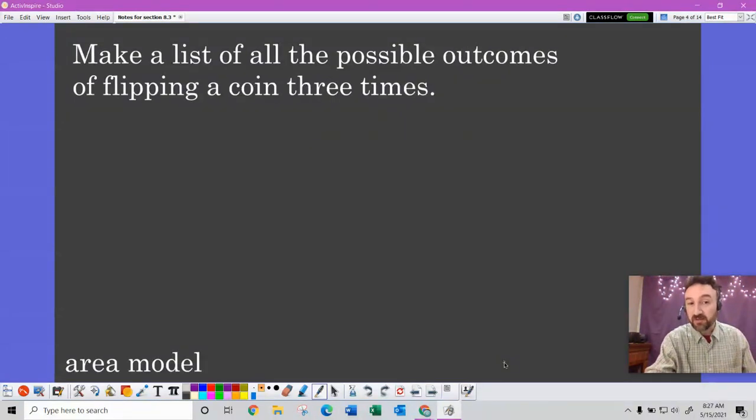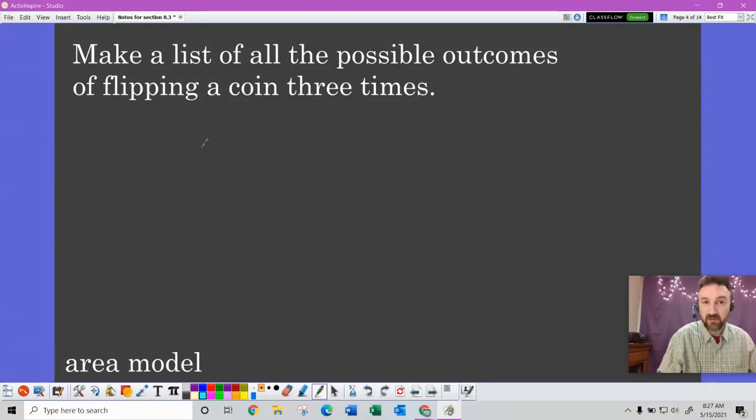Another way that you can do this is by creating an area model. I kind of like these area models. Sometimes people call this a 2-dimensional grid model. But you can make a list of possible outcomes of flipping a coin 3 times. So we'll just show you another possibility here. So this is another example.